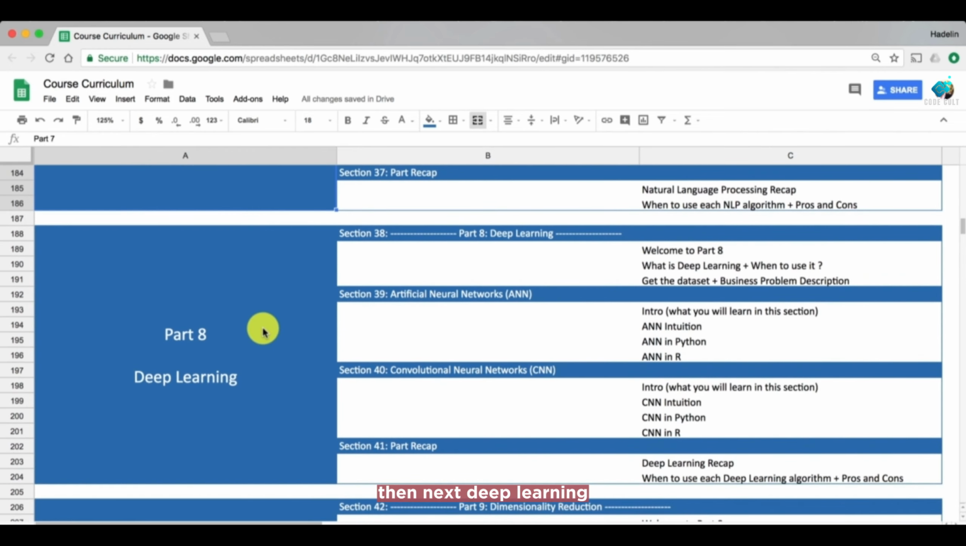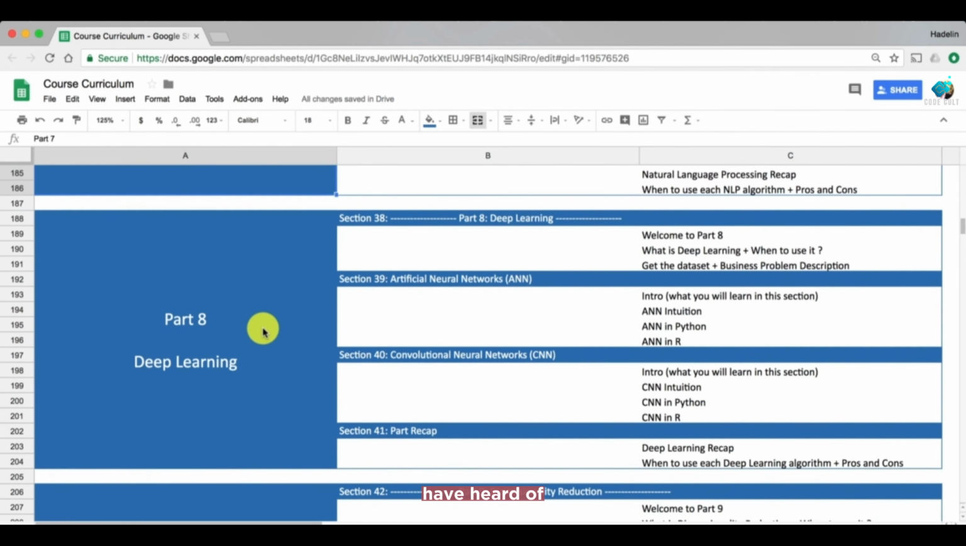Then next step, deep learning. You probably have heard of deep learning. This is one of the most powerful branches of machine learning, and we introduce here two neural networks, and we call them artificial neural networks as opposed to the real neural networks inside the human brains, and we apply them for a business problem, which is to predict which customers are more likely to leave a bank, and that problem is called customer churn.